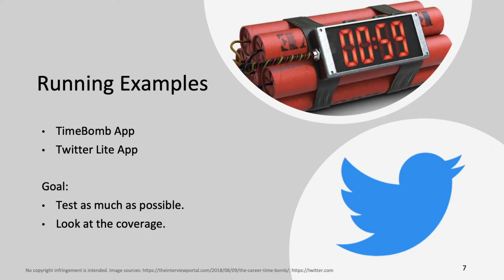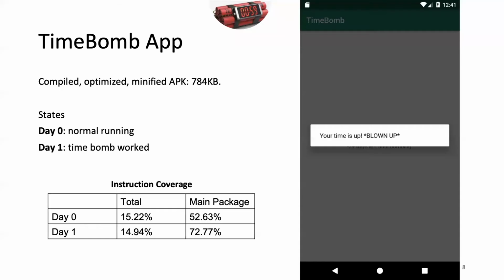And by these examples, we want to first test as much as possible and then look at the code coverage results. Let's take a look at our first example, the time bomb application. This is a very simple application which has only one activity. And this activity doesn't do anything. This is a simple page.